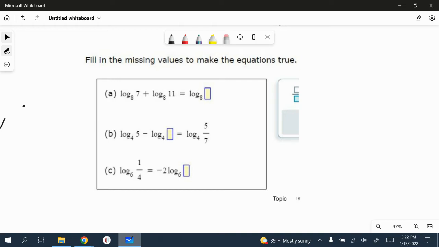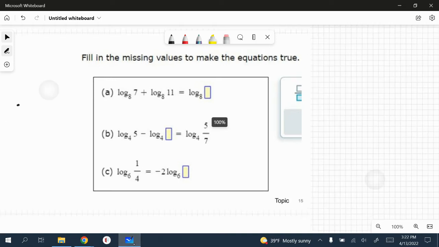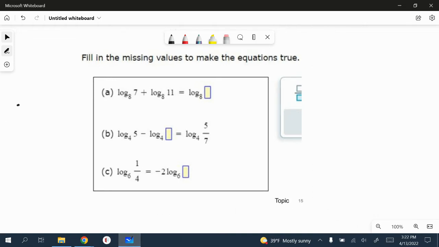Okay, let's move on to topic number 15. On topic number 15, we're going to fill in the missing values to make the equations true. The first one, I'm going to go over what you should have just written down there. Since there was a plus sign, this is actually going to be a multiplication question.